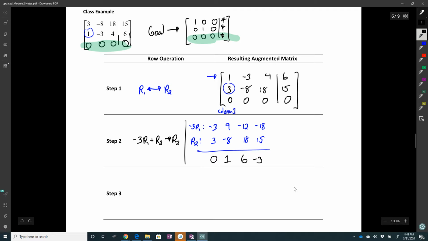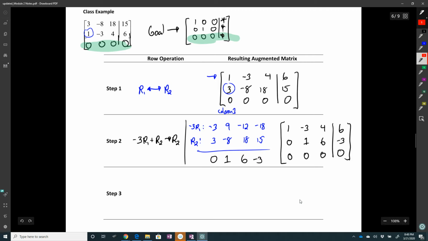All right, let me get my notes, make sure I don't make a silly mistake. So anyway, we have our matrix. I rewrite it out. So 1, negative 3, 4, 6, 0, 1, 6, negative 3, and then 0, 0, 0, 0. Okay, notice that the middle part's done.